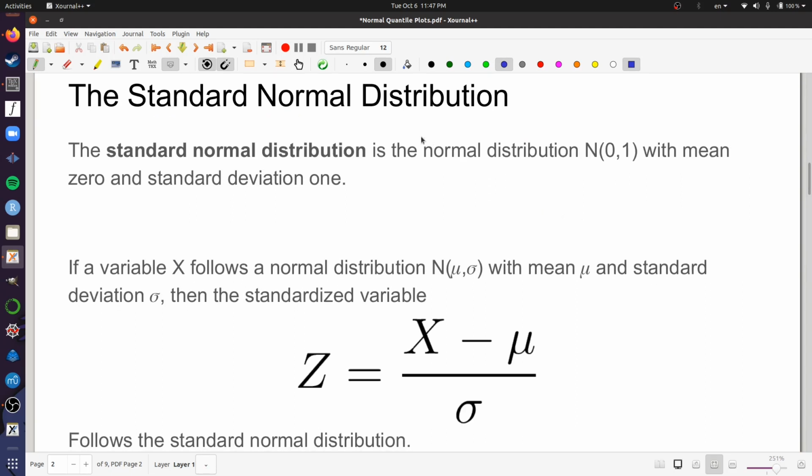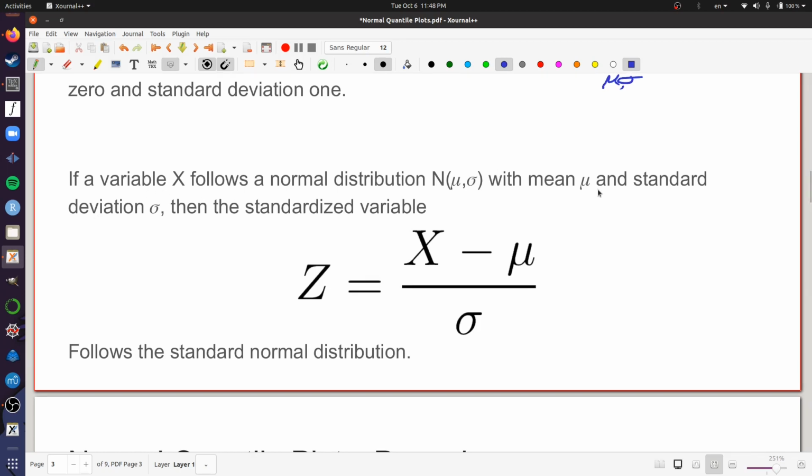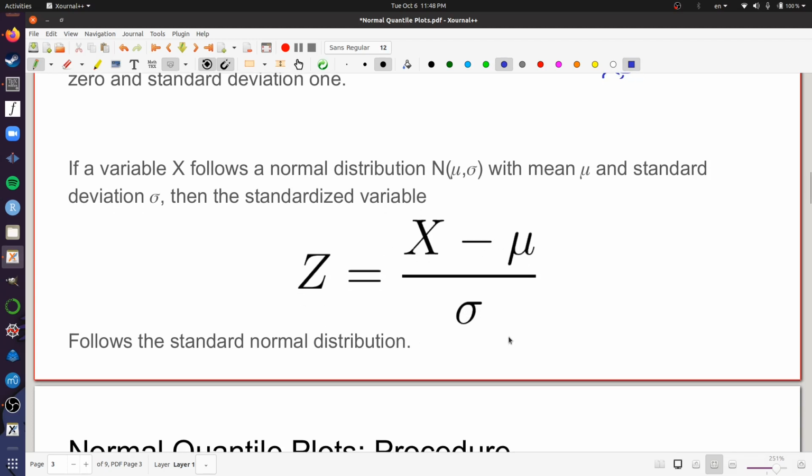We know the standard normal distribution is a normal distribution with a mean of 0 and a standard deviation of 1. If a variable x follows a normal distribution with mean mu and standard deviation sigma, then the standardized variable z, which we obtain by, as we've seen, subtracting the mean and dividing by the standard deviation, will follow the standard normal distribution. So x follows any normal distribution with mean mu and standard deviation sigma, and the z-score gives us a way to transform that to a normal distribution with mean 0 and standard deviation 1.